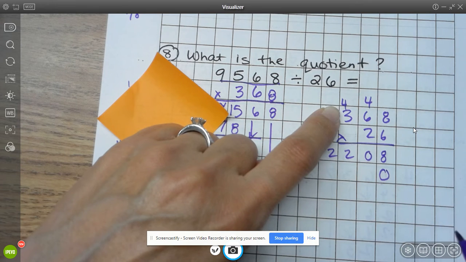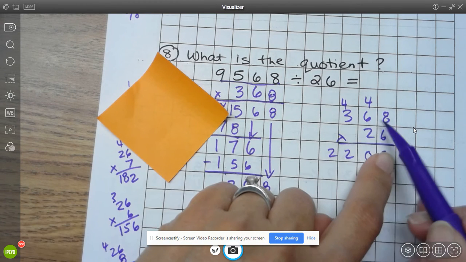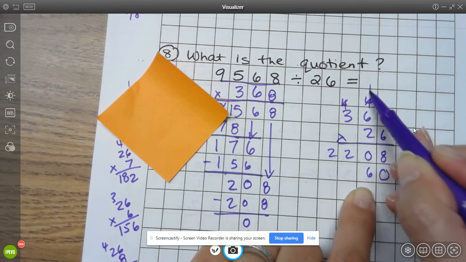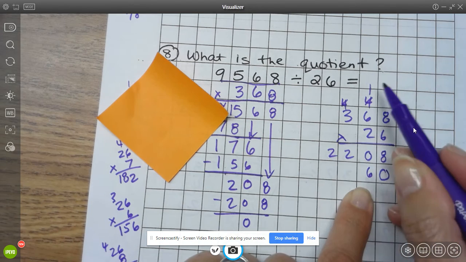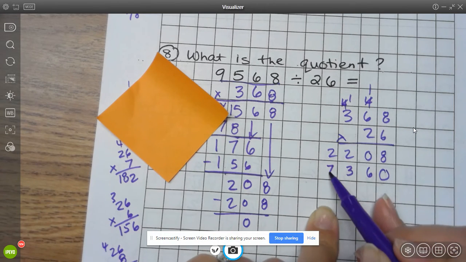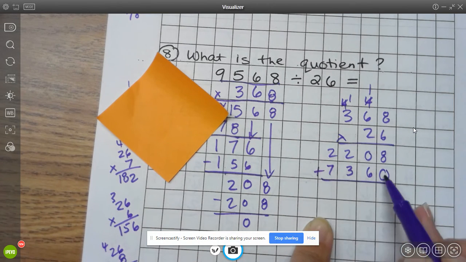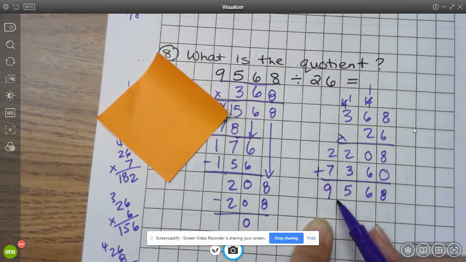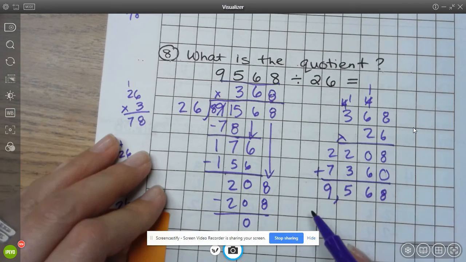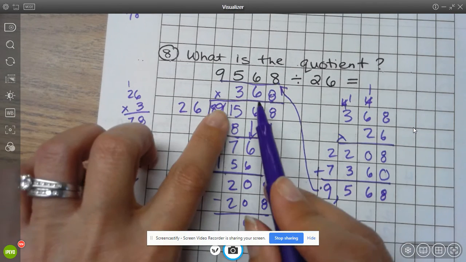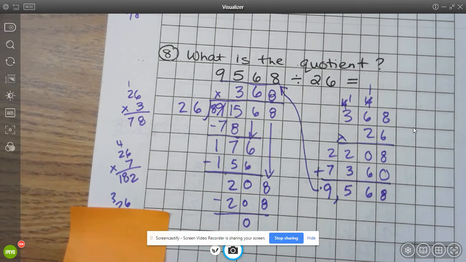I'm going to put a 0 placeholder. And now I'm going to multiply all my numbers up here by the 2. 8 times 2 is 16. 6 times 2 is 12, plus 1 more is 13. 3 times 2 is 6, plus 1 more is 7. Right, now I just add: 8, 6, 5, 9. Did I get it right? 9, 5, 6, 8. I did, right? So I know I have that problem right too.